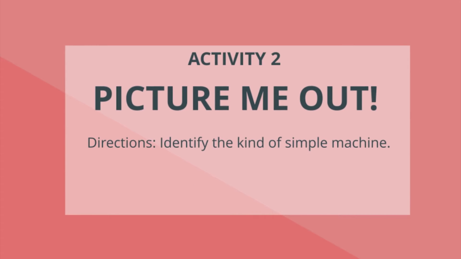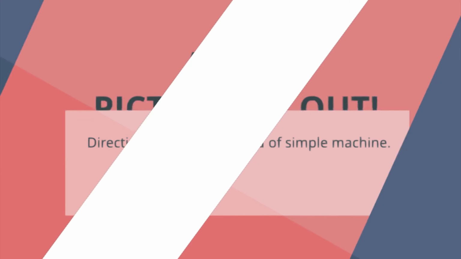Let's try another one. Activity number 2. Picture me out. Directions: identify the kind of simple machine.